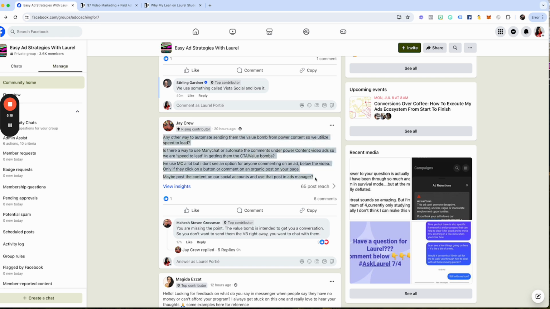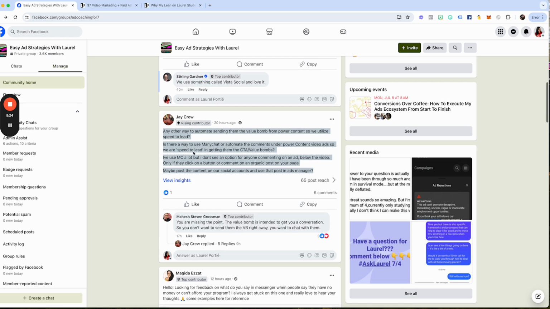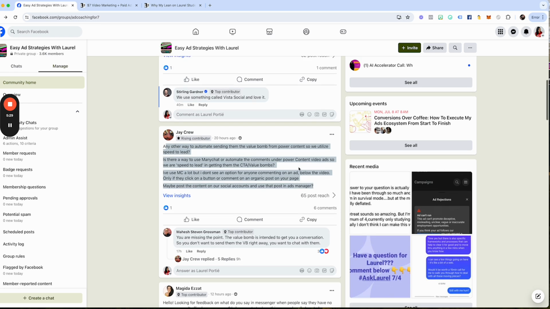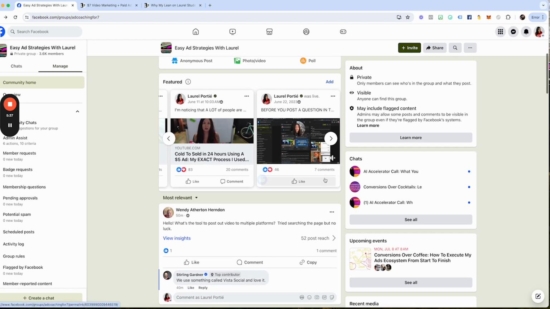It's totally cool if you want to just deliver value bombs and get as many people to opt in or whatever. That is not the strategy that we're doing here. And so I just want to be absolutely clear that if you're trying to automate the value bomb process, that is not what we're doing here. That is not the strategy. So I just wanted to make that absolutely clear before getting in here.